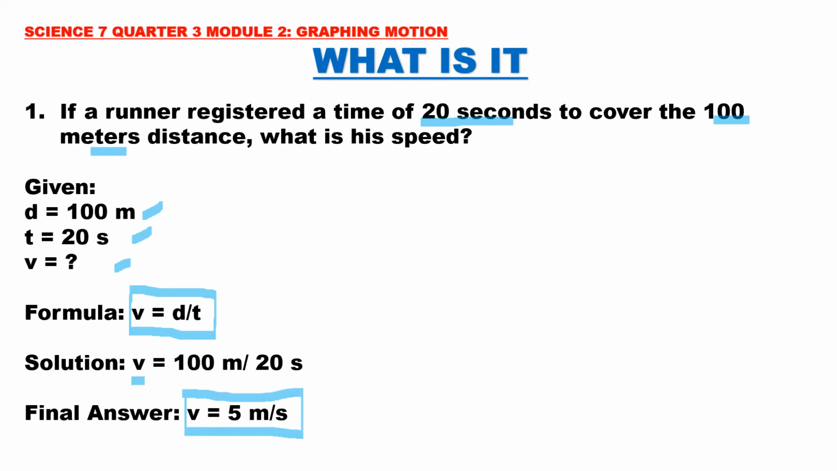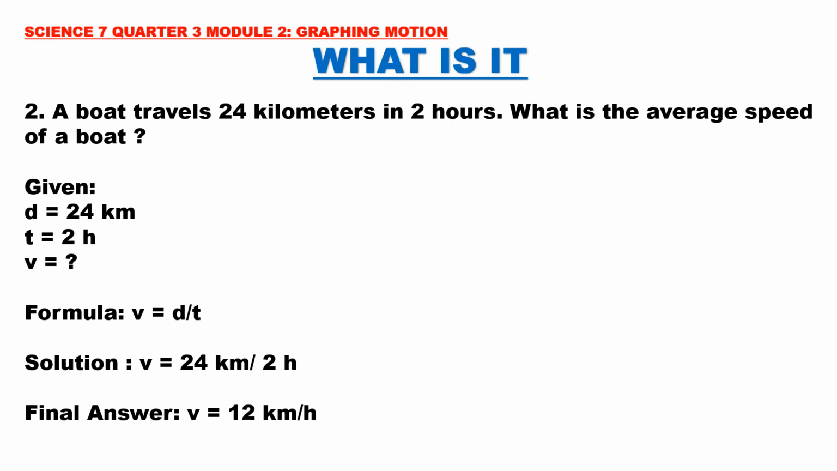So, paano nakuha yung sagot na to? So, dinivide lang natin yung 100 sa 20. Tapos, yung unit natin ay meter per second. Next, a boat travels 24 kilometers in 2 hours. What is the average speed of the boat?